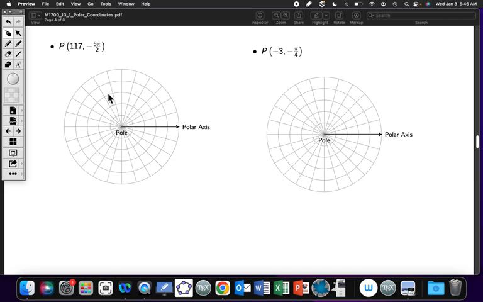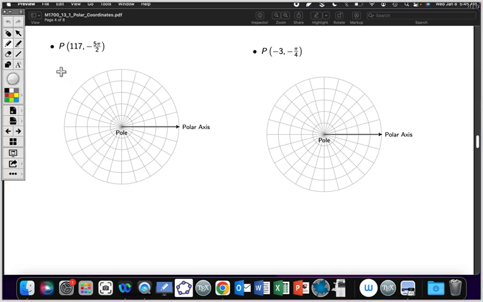Let's take a look at these next ones. Here we've got P is 11/7 comma negative 5 pi over 2. Now once again, we can scale this however we want. So if we're doing 11/7, what makes sense? Maybe these are all increments of 50. So, 50, 100, 150, 200, I don't know.